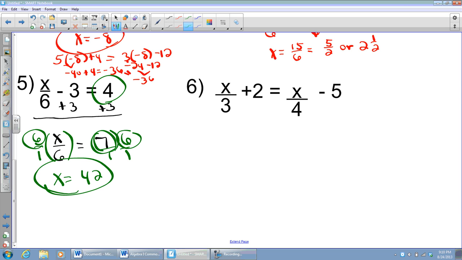Okay, on this one, I'm going to have to distribute on both sides. What number am I going to distribute by? Well, I'm going to count by 4s. Take the larger denominator. 4, 8, 12. Stop! I got a number that both 3 and 4 both go into. I'm going to multiply both quantities by 12. I'm going to distribute that 12.